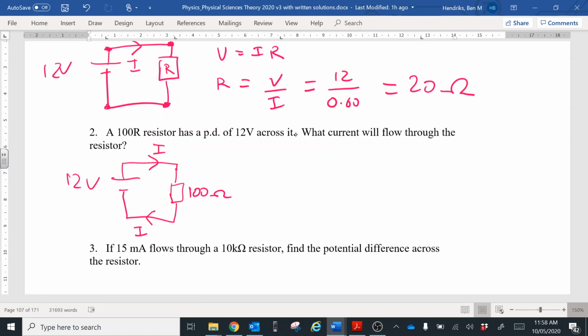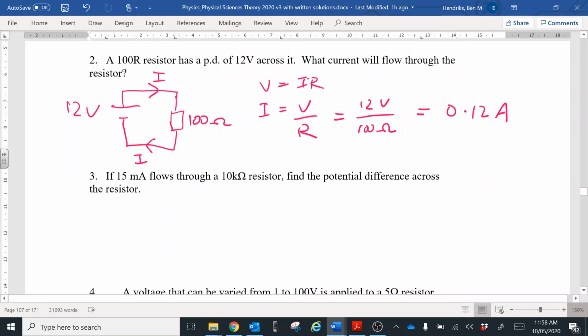So we have this time V equals IR again, so then I equals V on R, so 12 volts over 100 ohms, and that's going to be 0.12 amps. Okay, that's what I is equal to.